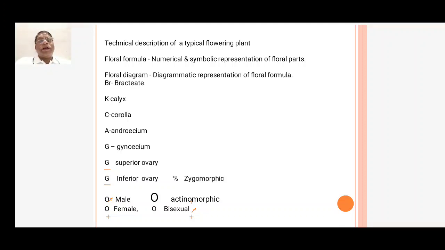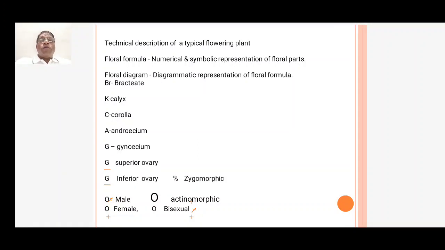Okay. Then how are we going to represent? What is the floral formula? What is the floral diagram? Floral formula is nothing but numerical and symbolic representation of floral parts. Numerical representation means how many sepals are there, how many petals are there, how many stamens are there, how many carpels are there, with the symbol.